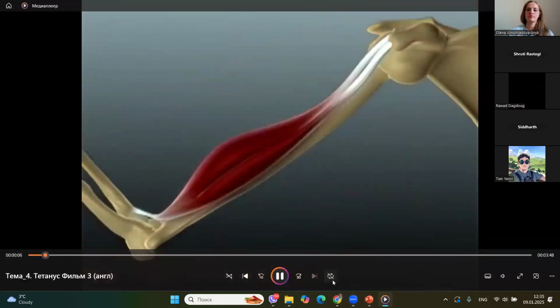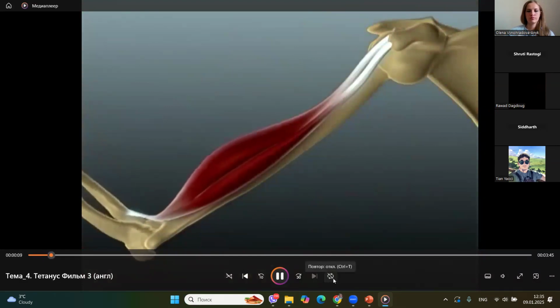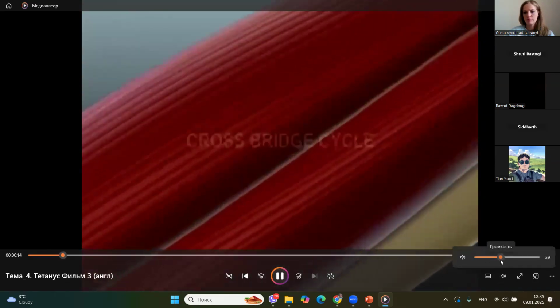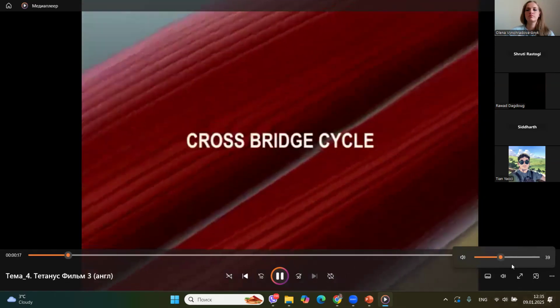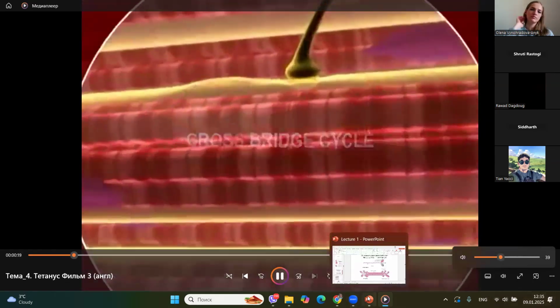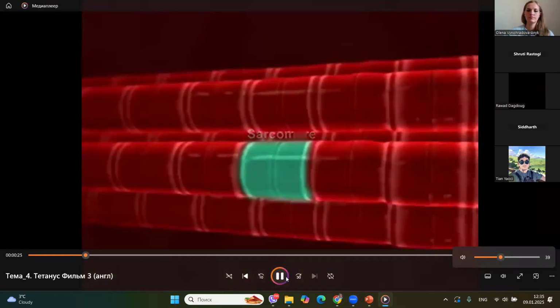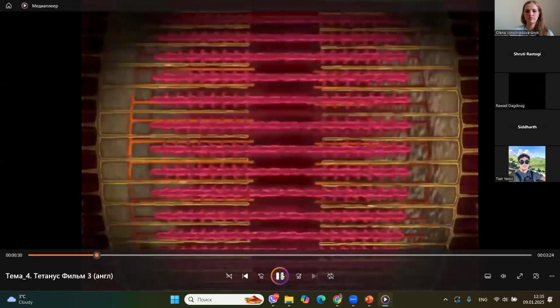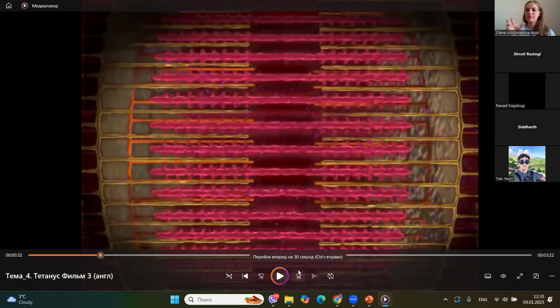The contraction of a skeletal muscle generates the force necessary to move the skeleton. A contraction is triggered by a series of molecular events known as the cross-bridge cycle. In a skeletal muscle fiber, the functional unit of contraction is called the sarcomere. I would like to remind you, between those lines we have some distance in our muscle fibers. Its name is sarcomere.